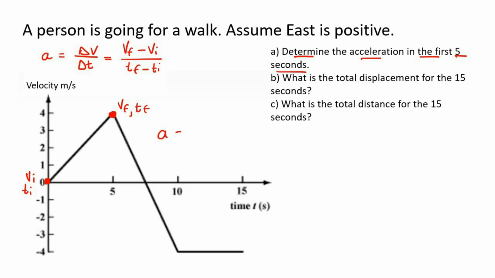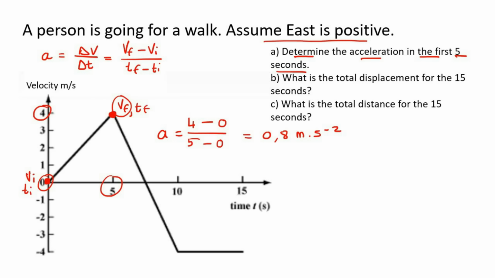So if we then go use our formula, the final velocity is 4, then the formula says there's a minus, and then what's the initial velocity? 0. What's the final time? 5 seconds. And what's the initial time? 0 seconds. If you work this out, you get 0.8. Now the units of acceleration is m.s^-2, and now have a look at this. East is positive. We got a positive answer, so the answer is east. So we can just say here 0.8 meters per second to the negative 2 east.